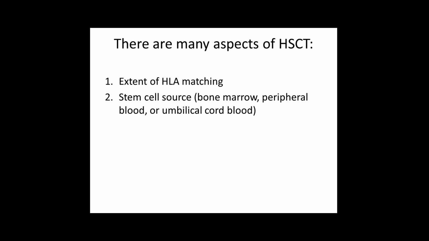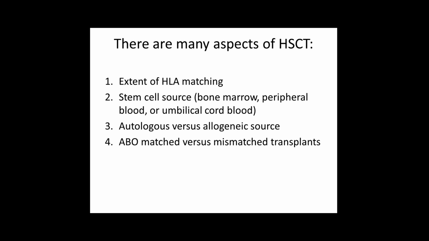So hematopoietic stem cells can come from three different sources: cord blood, bone marrow, or peripheral blood. These stem cell sources can be either autologous, so from the patient him or herself, or from an allogeneic donor. They also can be ABO matched or mismatched. And then patients can undergo variations of their chemotherapy regimen. They can experience myeloablative or non-myeloablative, and another term for non-myeloablative is reduced intensity.